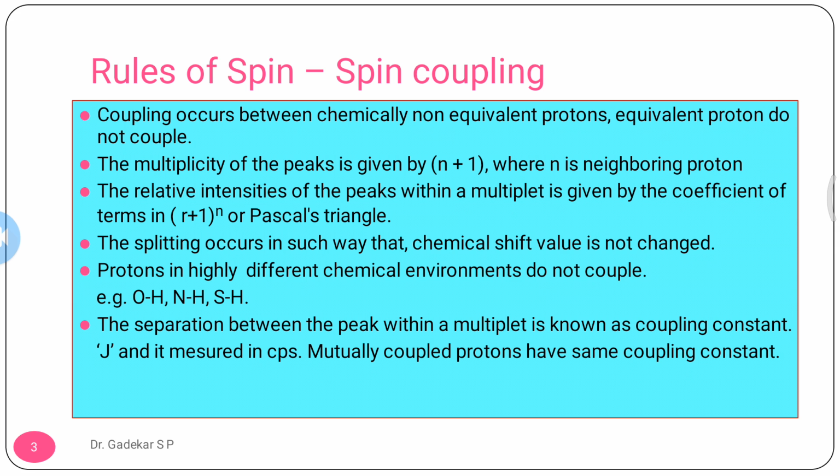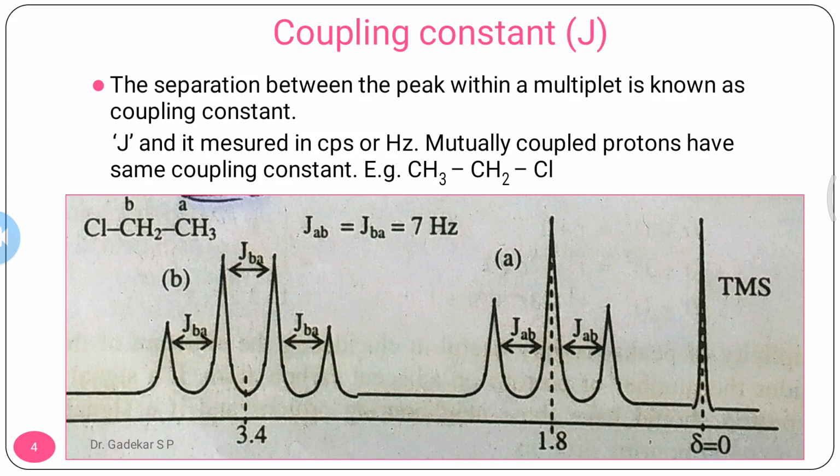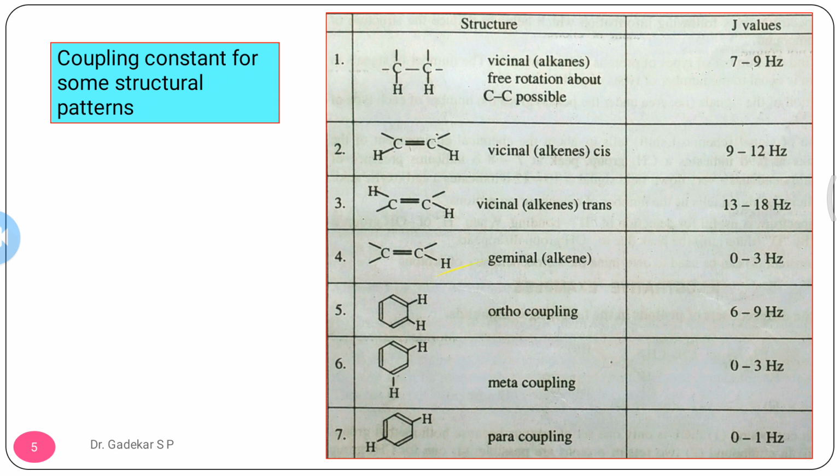Sixth and last rule: the separation between the peaks within a multiplet is known as the coupling constant. The coupling constant is represented by J, and it is measured in CPS, cycles per second. Mutually coupled protons have the same coupling constant. These points will be discussed in the next slide.